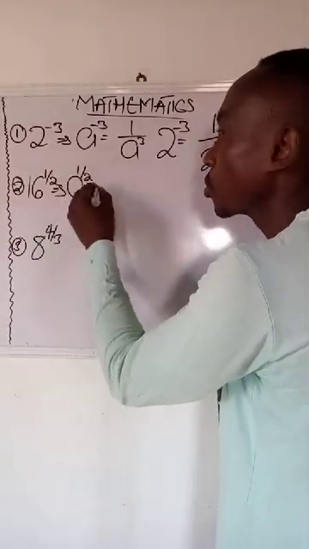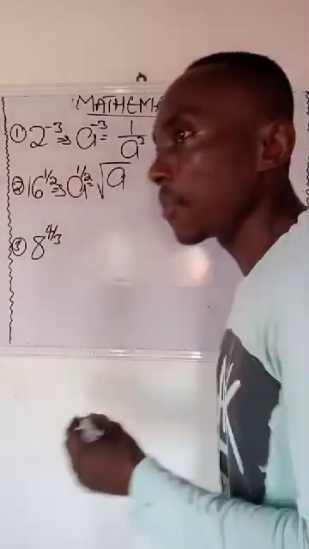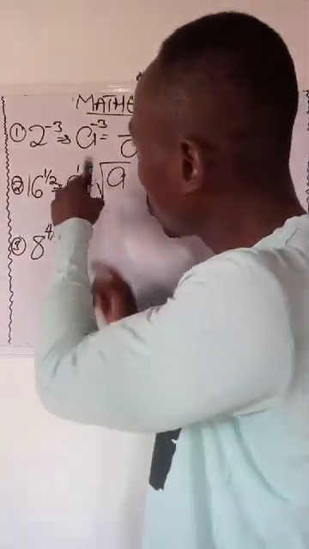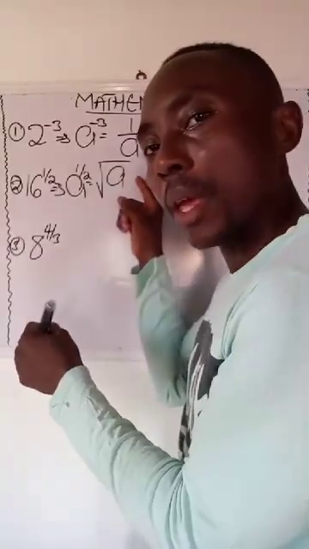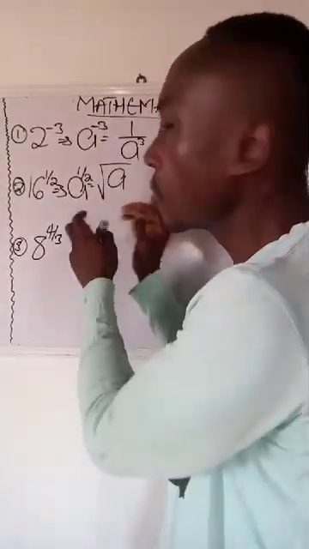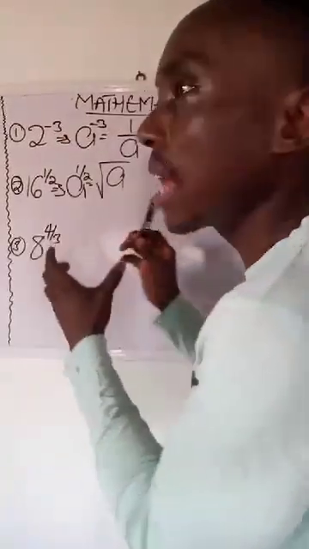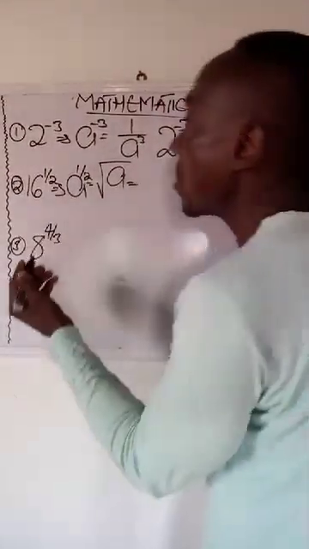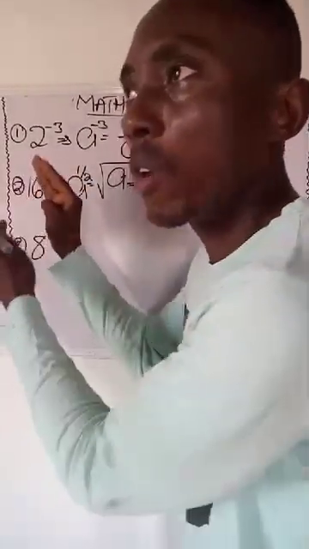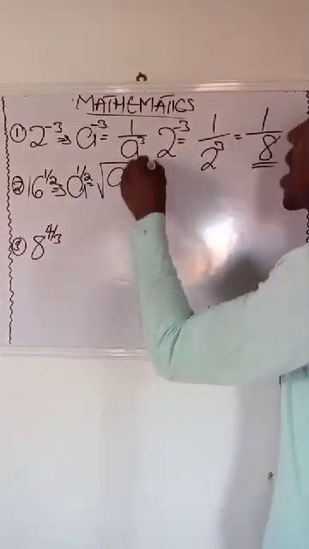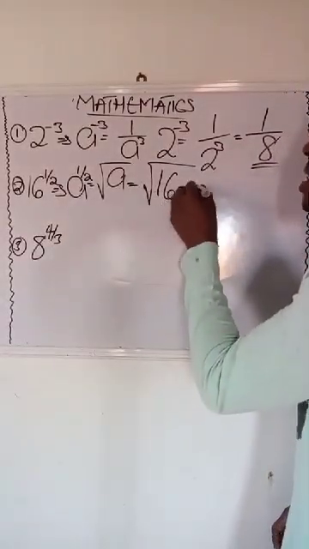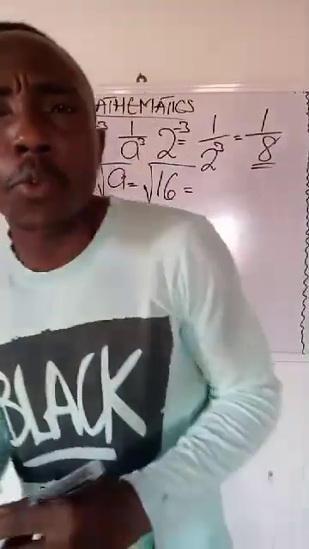This will be equal to the square root of a. Meaning that the 1 over 2 here will form a square root. So in the same light, 16 raised to power 1 over 2 will give me the square root of 16. And now, what is the square root of 16?